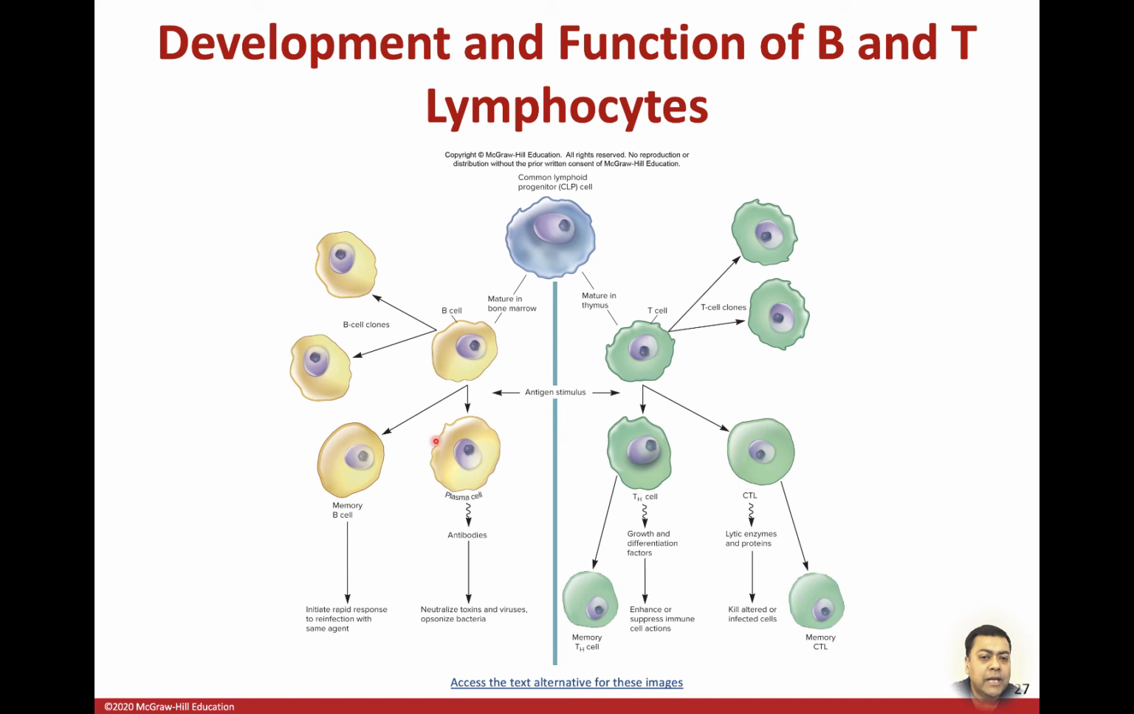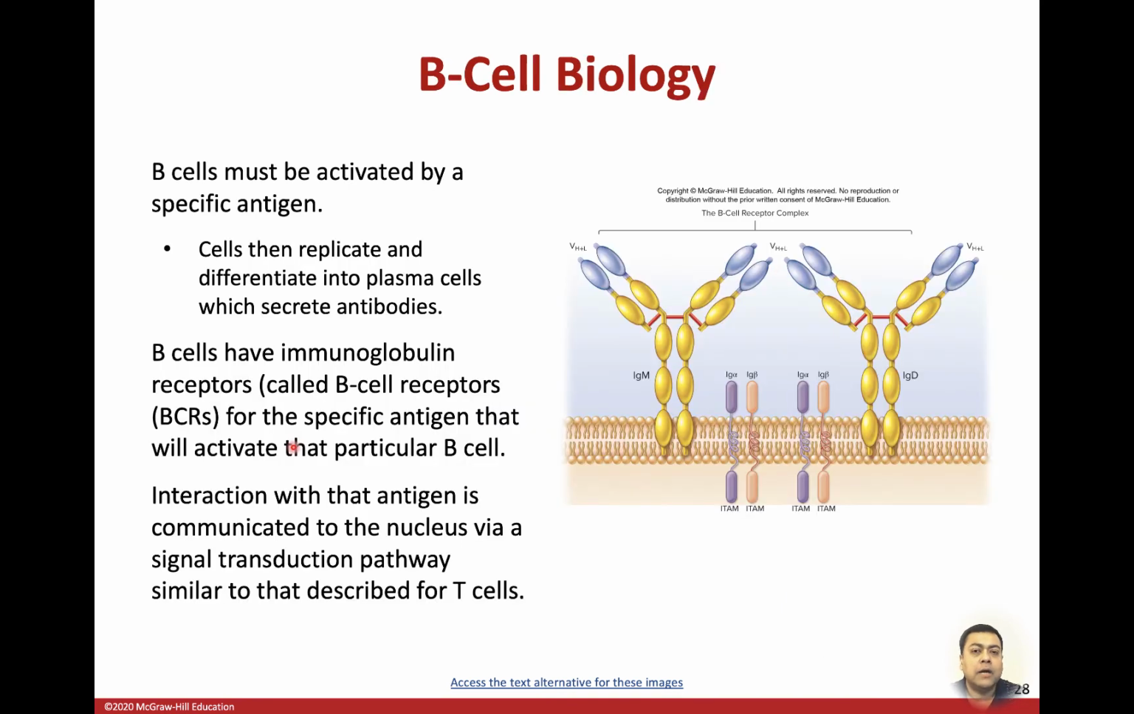It can differentiate into a specific type of even larger cell, which we call a plasma cell, which is going to secrete the antibody to neutralize the toxin, viruses, and opsonize the bacteria, which will also trigger, remember that, the complement system. On the other hand, some of these cells will become the memory B cells, and this will initiate the rapid response to reinfection with the same antigen.